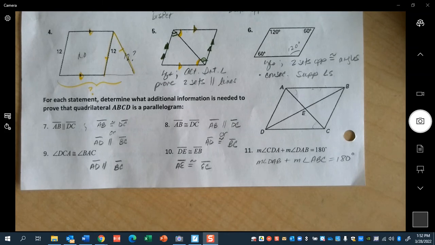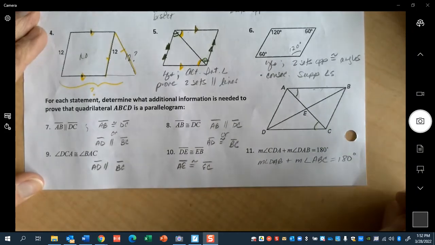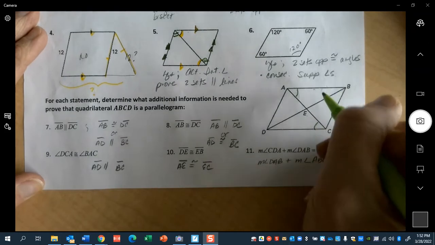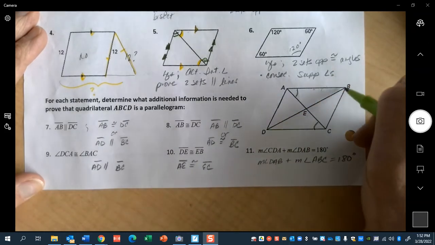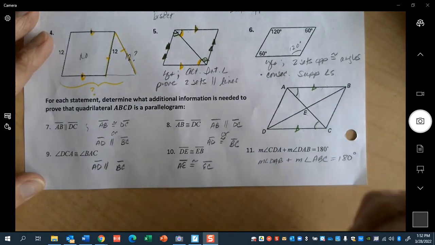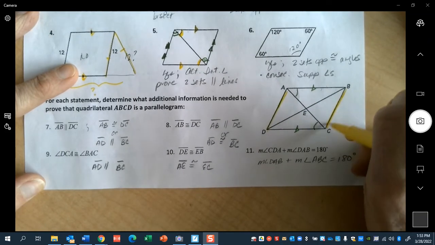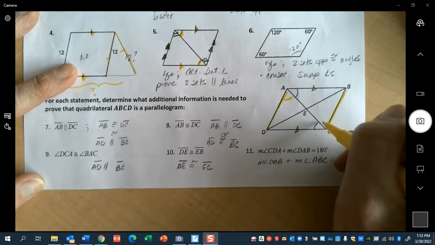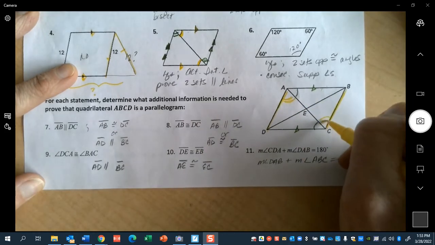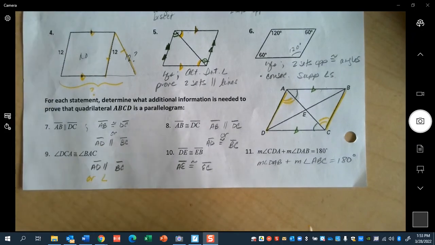For number 9, if I had these two angles that were congruent, if I knew that these two lines were parallel, then I'd be in business. These green angles give me that parallel. I would need either the angles that support AB and BC being parallel, which would be these two angles, or I would need to know that these lines are parallel.